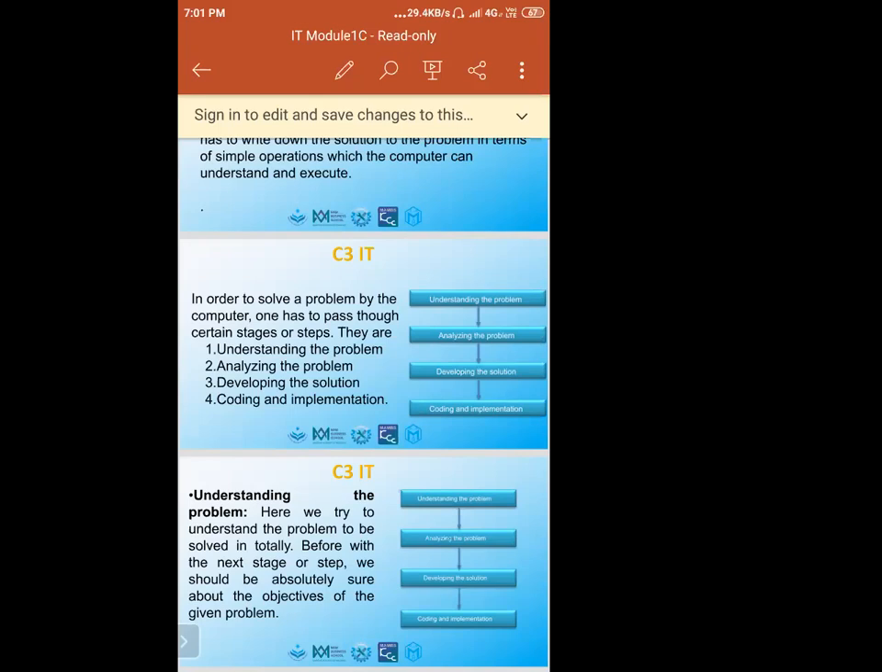We don't know anything about low level language. We know only high level language, so we will develop the solution in high level language. Nowadays a lot of software is available to convert your high level language to low level language. So we will write English-like language, and the system will automatically convert it into zeros and ones. So we don't need to worry about that.